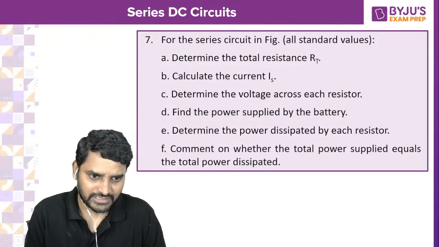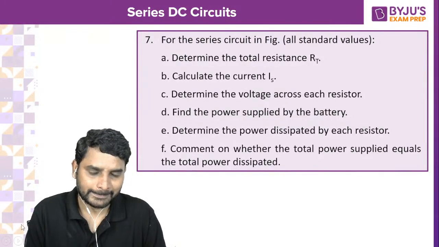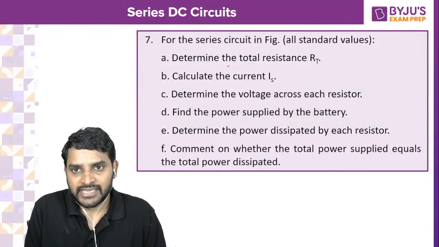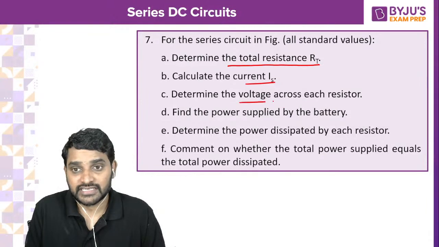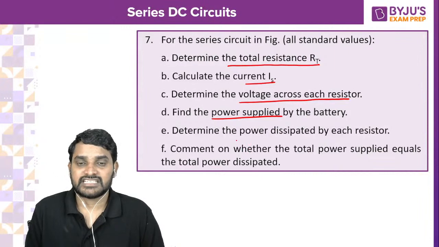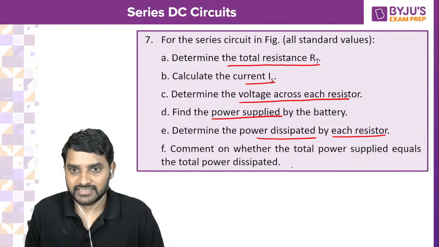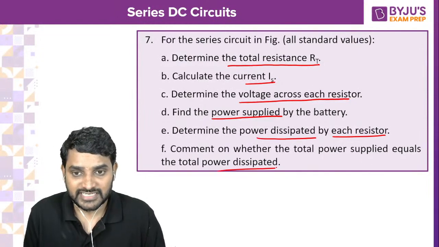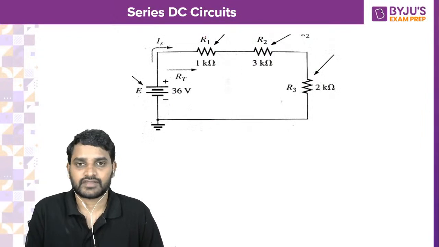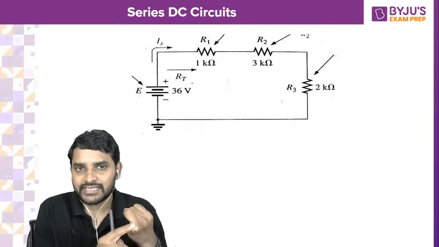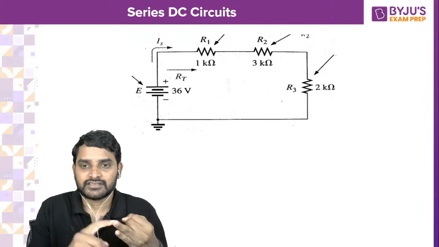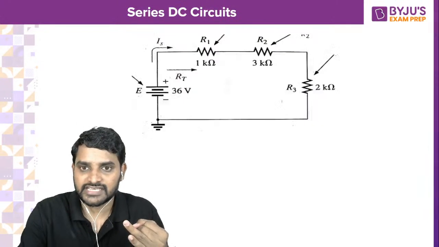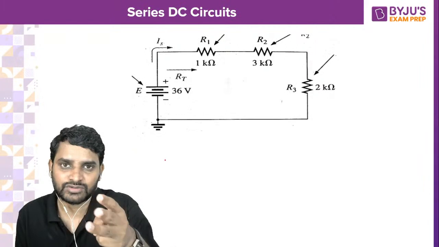Now I have a lengthy question here. Altogether, determine the total resistance, determine the source current, determine the voltage across each resistance, find the power supplied by the battery, determine the power dissipated by each resistance, and comment on whether the total power supplied is equal to power dissipated or not. So the question is here. The diagram is here. So first calculate RT, then calculate source current, then calculate the voltage across each resistor. So let's do 3 questions.